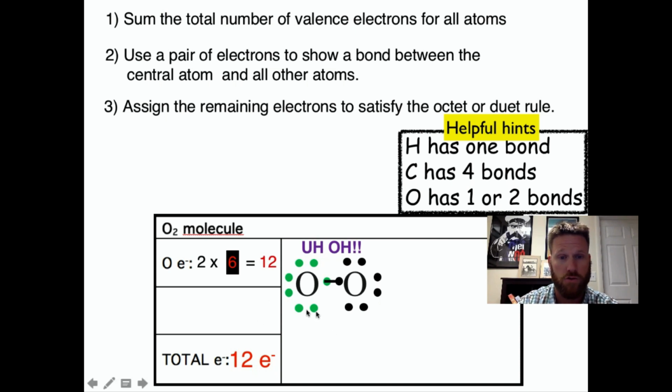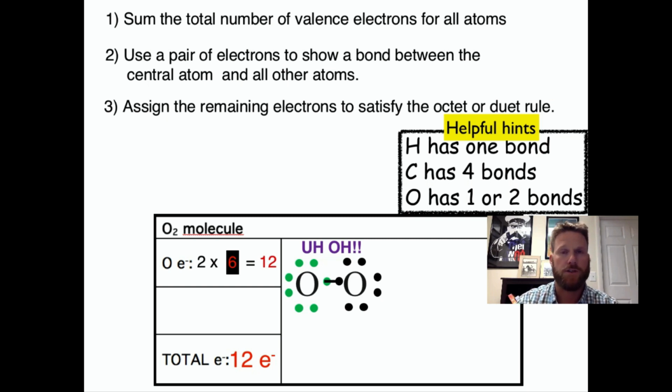Check this out. 2, 4, 6, 8, 10, 12, 14. You can't assign more electrons than you have. You only have 12 electrons to assign. That's all you can do. So when you need more electrons than you have, you make a double bond.